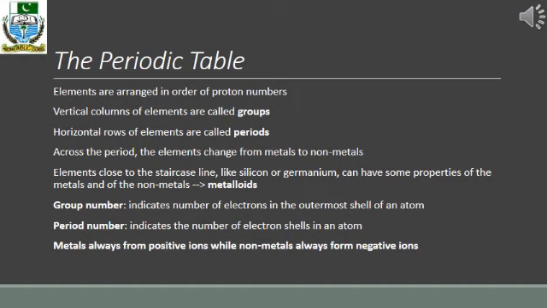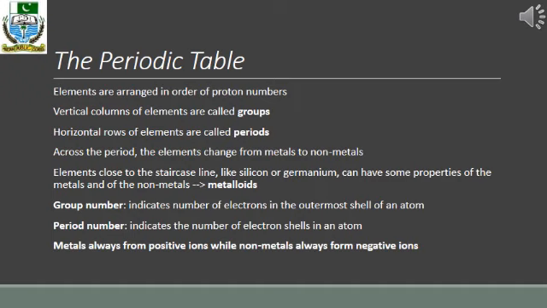There are some basic things or rules which you have to remember about the periodic table. The very first one is that elements are arranged in order of proton numbers. Vertical columns of elements in the periodic table are known as groups. Horizontal rows of elements are known as periods. Across a period, the elements change from metal to non-metal.